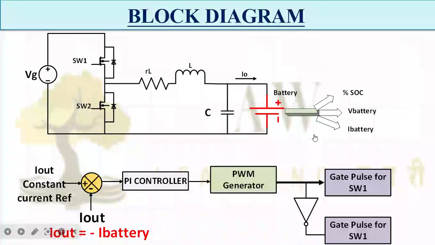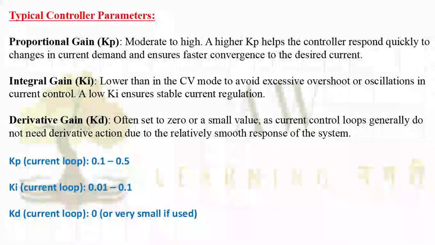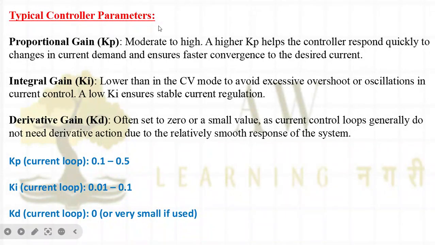Now I will go next and tell you what values we can use. What typical controller parameters should I take? For the proportional gain, the KP value should be moderate to high. A higher KP value helps the controller respond quickly to changes in current demand and ensures faster convergence to the desired current. You have seen in the last video that I told you the proportional gain KP should be a low value, and here in constant current mode I am telling you it should be moderate to high. So both are opposite.